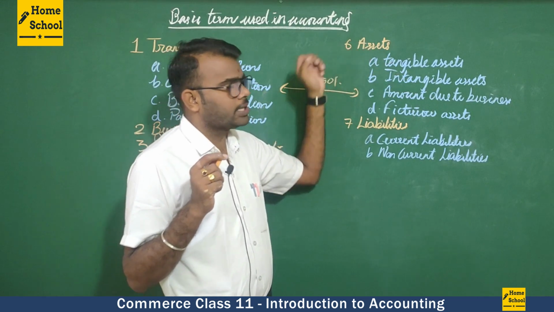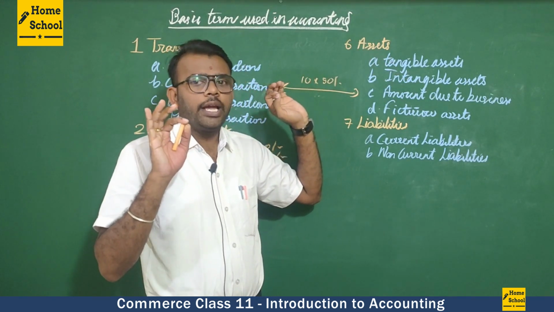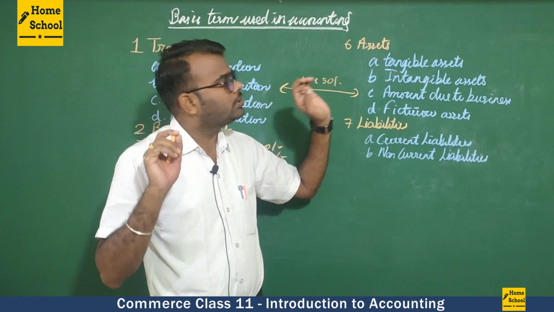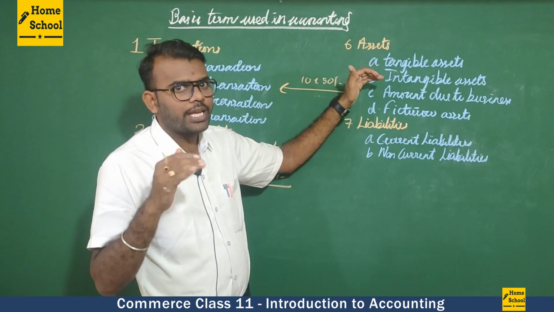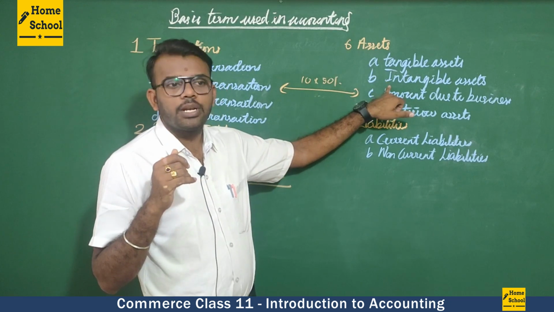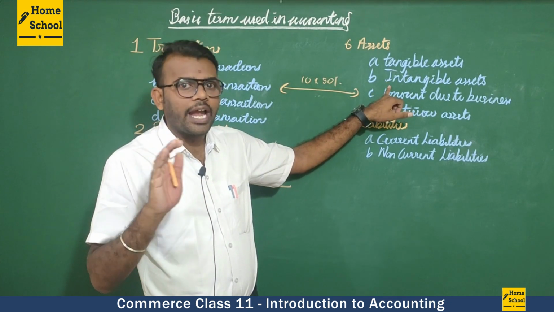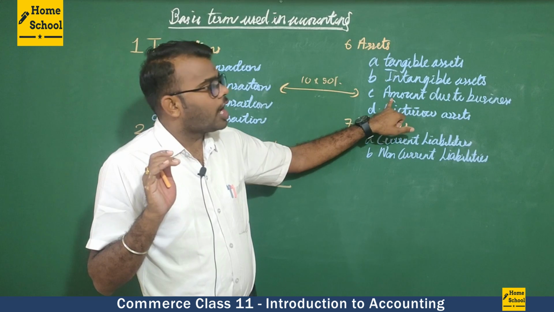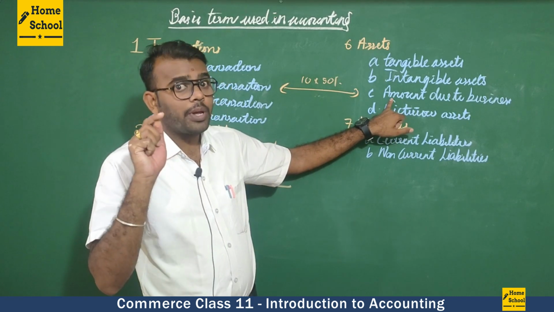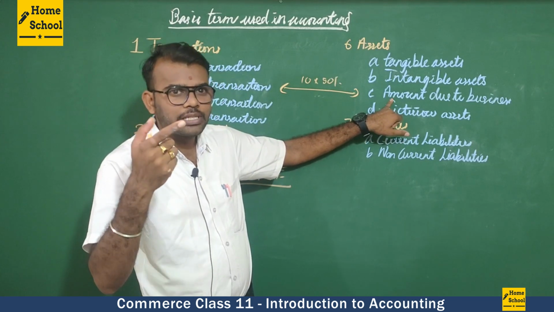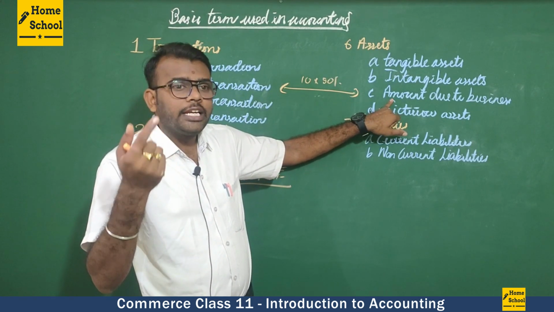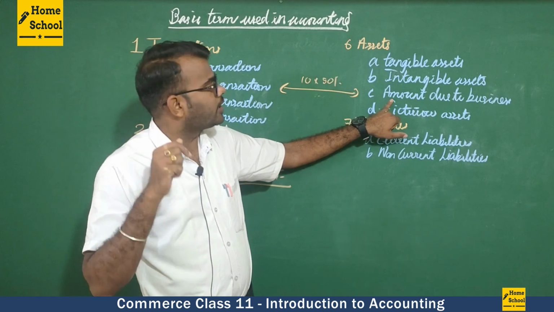Next we have what? Asset. Anything which has a value is an asset. That may be a tangible asset, which we can see and touch, or an intangible asset, which we cannot see and touch. Then amount due to the business, for example debtors. You sold the goods on a credit basis. In the future date they need to pay you. So they are all the debtors.